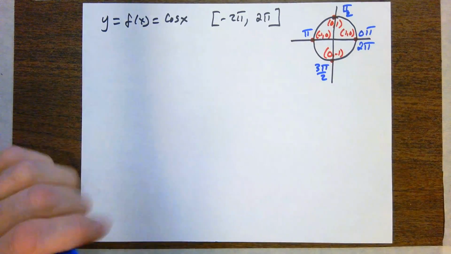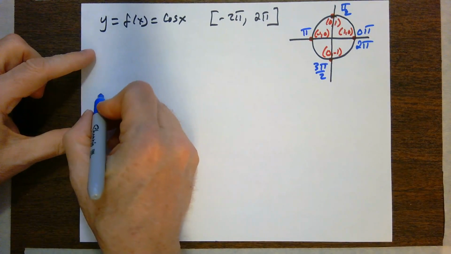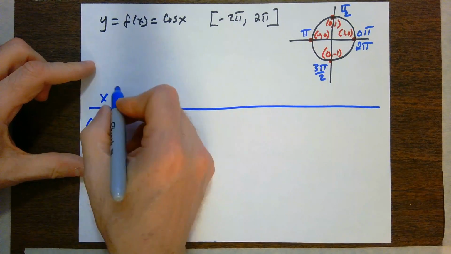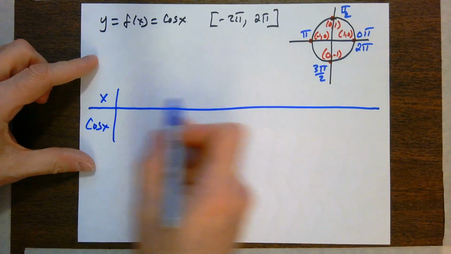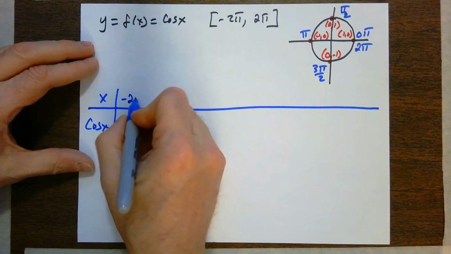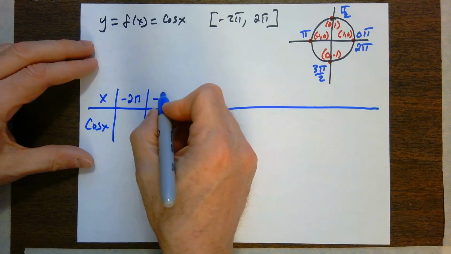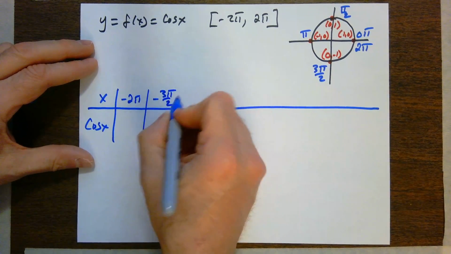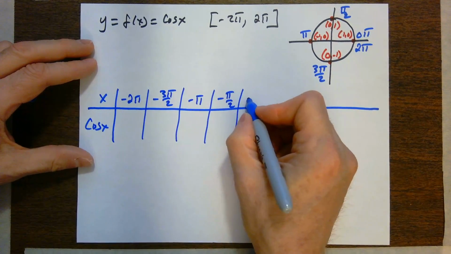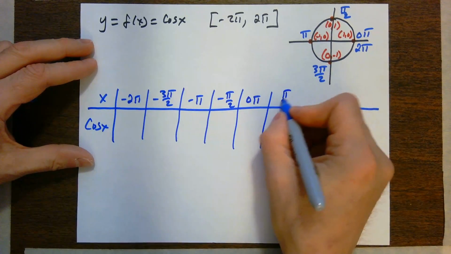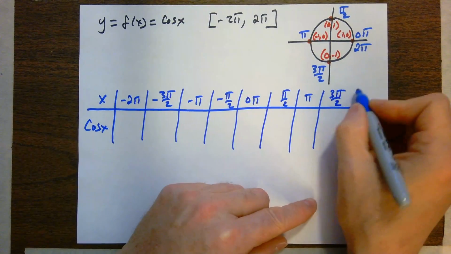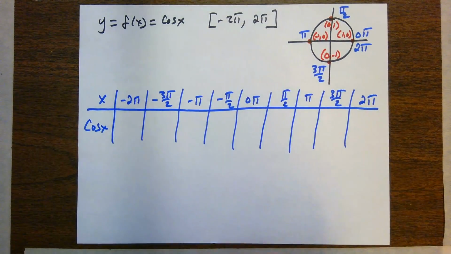And now the table, we're going to have to make that table again. So we're going to have the x values here, but this time we're going to have the cosine of x. We're going to do the same domain from negative 2 pi to positive 2 pi. So negative 2 pi, negative 3 pi over 2, negative pi over 2, 0, positive pi over 2, positive pi, positive 3 pi over 2, and positive 2 pi.